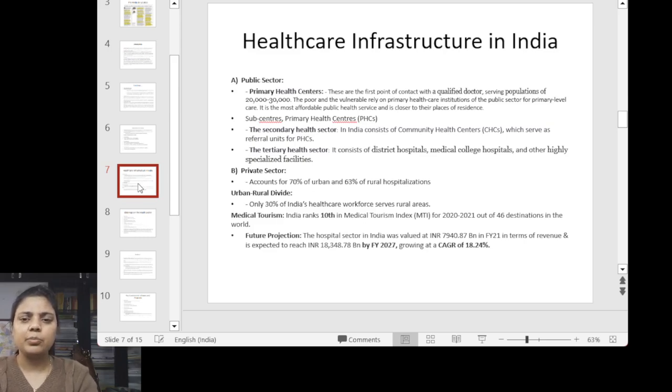There's a certain point which I have provided: there's a very big divide between urban and rural areas. Only 30% of India's healthcare workforce serves in rural areas. So there is a big gap, I could say, and this is one of the gray areas which the government needs to focus on.